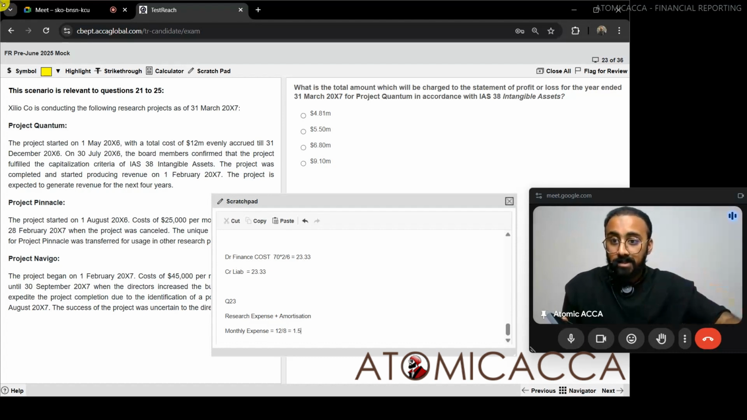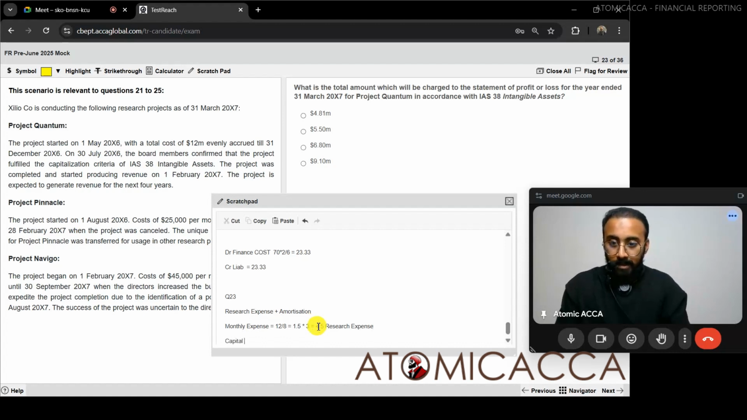Now when was the capitalization criteria met? On 30th July they became confident about the project. So May, June, July, for 3 months it was the research phase. So 1.5 into 3 months will be equal to 4.5. That is part of research expense. Now how much would be the capitalization expense? 12 million was the total, out of which 4.5 went into research. So the remaining would be 7.5. 12 minus 4.5 is equal to 7.5 for capitalization.